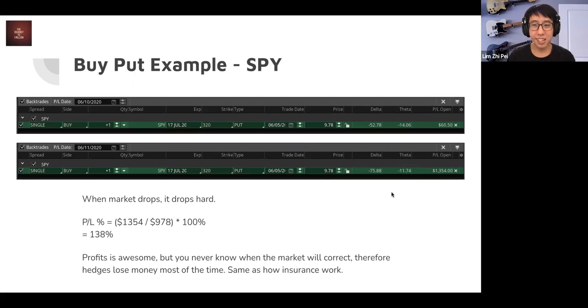So yeah, as Joe mentioned, hedges lose money most of the time.